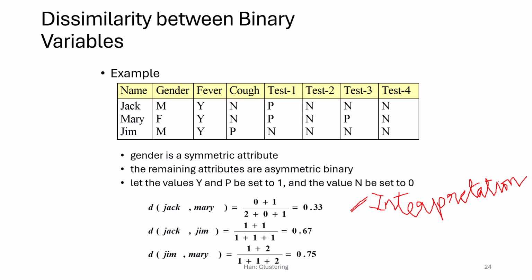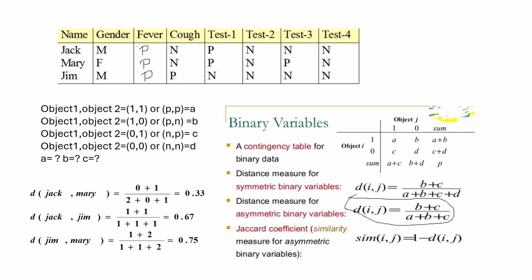These measurements suggest that Jim and Mary are unlikely to have a similar disease because they have the highest dissimilarity value among the three pairs. Of the three patients, Jack and Mary are most likely to have a similar disease. The data table and the contingency tables are shown on the screen. The contingency table for binary data, the distance measure for symmetric binary variables, the distance measure for asymmetric binary variables, and the Jaccard coefficient can also be calculated as per the formula.